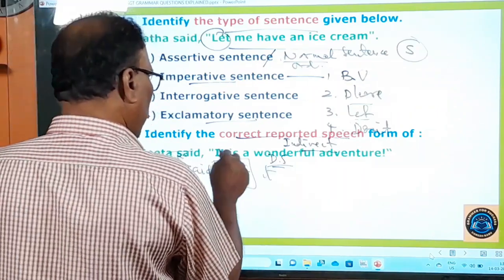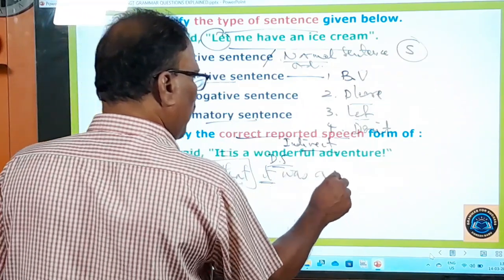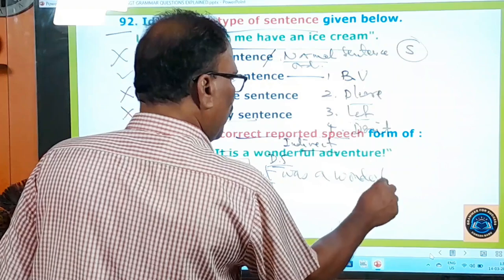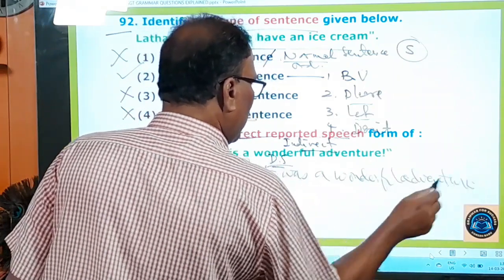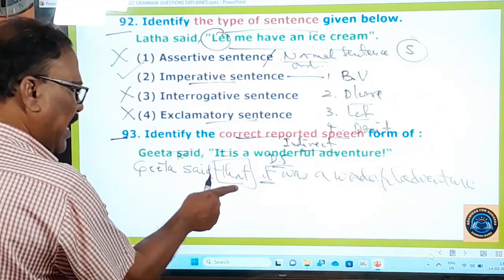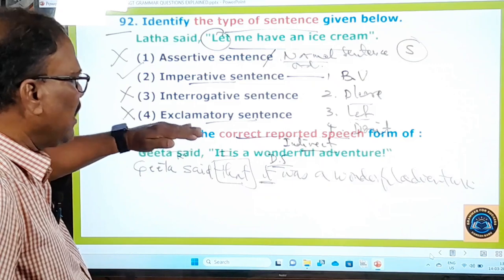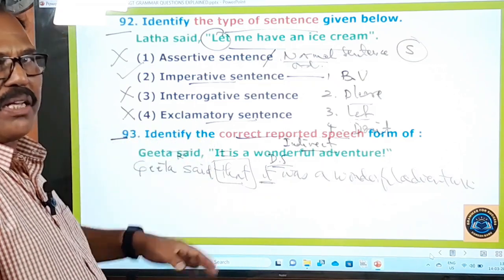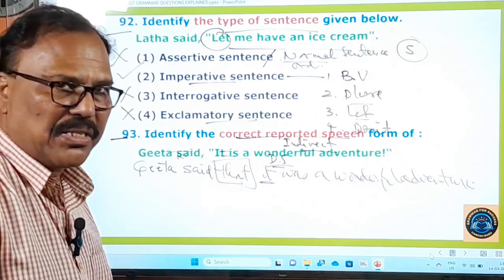Afterwards, what should we do? It should be used as it is. Is must be turned into was. A wonderful adventure. There will be no change at all in the remaining part of the sentence. So Geeta said that it was a wonderful adventure. This is how we have to change this direct speech into indirect speech. And now let us check whether this answer is there in the given options or not.